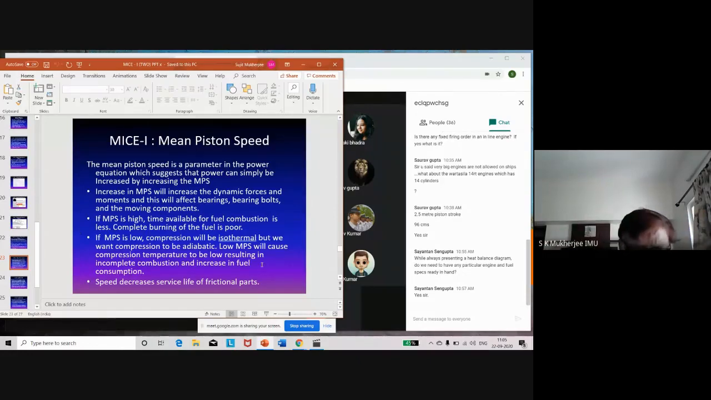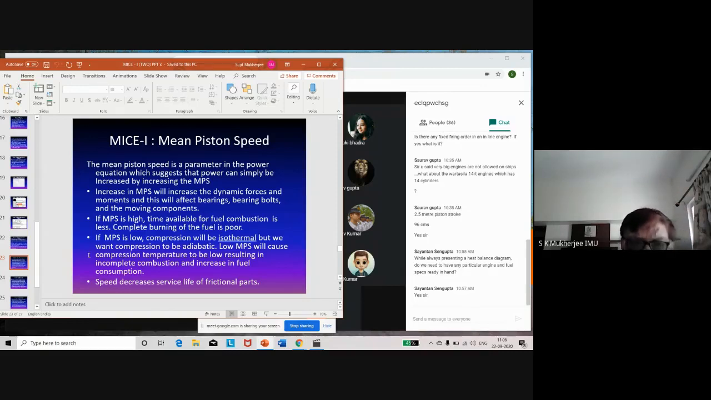So here, mean piston speed is low, compression will be isothermal, but we want compression to be adiabatic. Low mean piston speed will cause compression temperature to be low, resulting in incomplete combustion and increased fuel oil consumption. So you cannot afford the mean piston speed to be too low, neither too high.